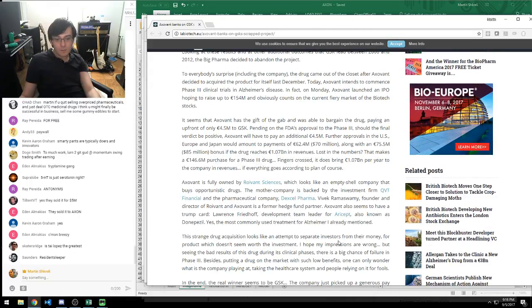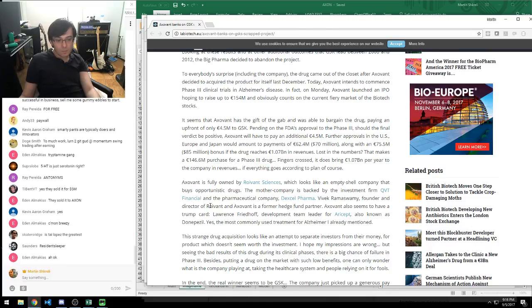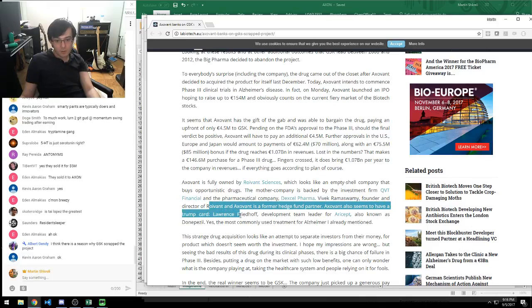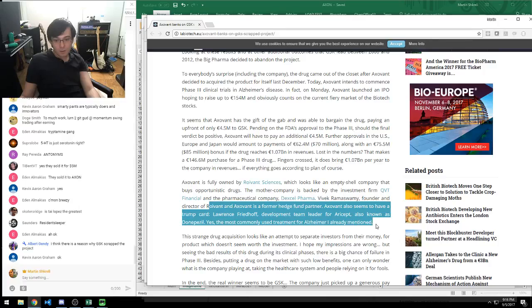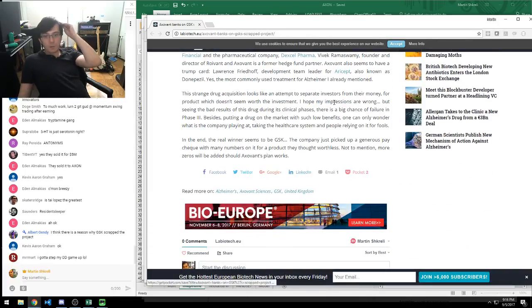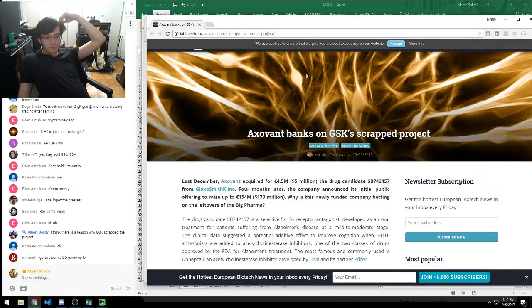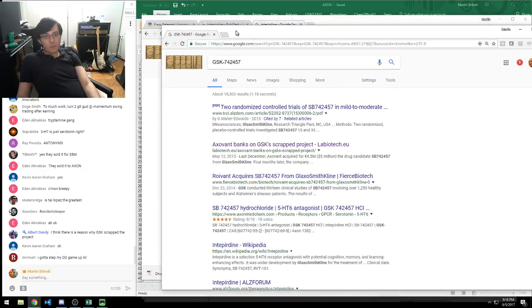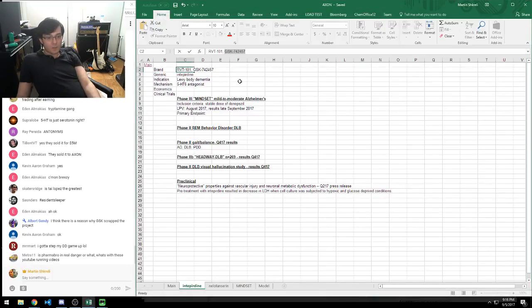So you can see here from this article that it looks like Roivant scrapped the project, bought the drug from GSK. So that's kind of interesting. So that's very important. One of the things you want to always ask about a drug is, where did it come from?